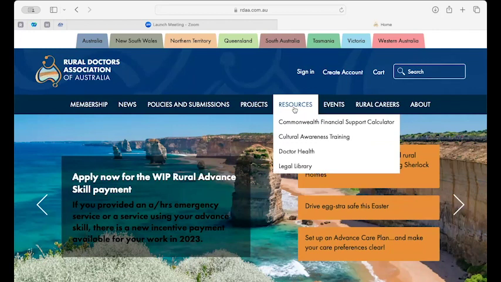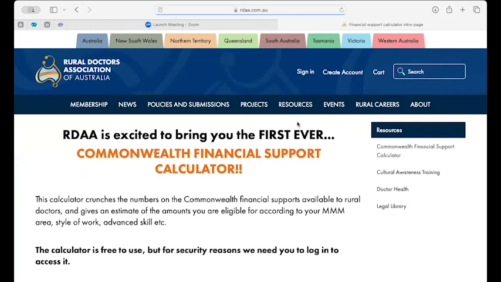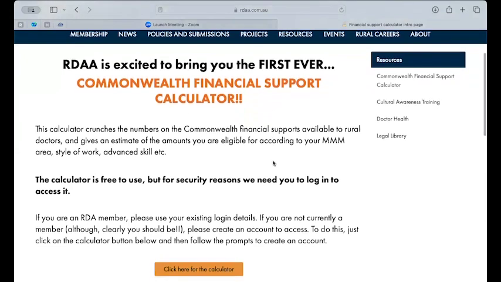So the website address is rdaa.com.au. If you just hover on resources and click on Commonwealth Financial Support Calculator, it will take you to a landing page. Now, you don't need to be a member to access the calculator, but you will need to create an account if you aren't already a member or haven't previously accessed an online service with RDAA or your state RDAA. For RDAA members, you can just sign in as you normally would. For other people, you again might need to create an account. So just click here for the calculator.